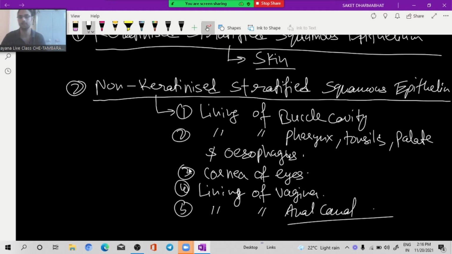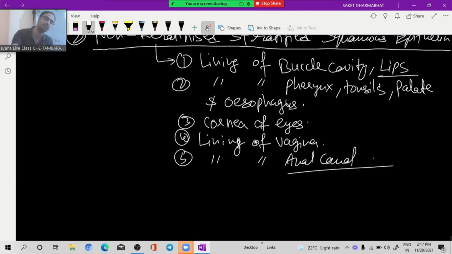So these are the places where, inner lining, lining of buccal cavity and lips. So these are the places where the non-keratinized stratified squamous epithelium is present. Understood or not? Yes, sir. Okay. So germinativum layer means what?